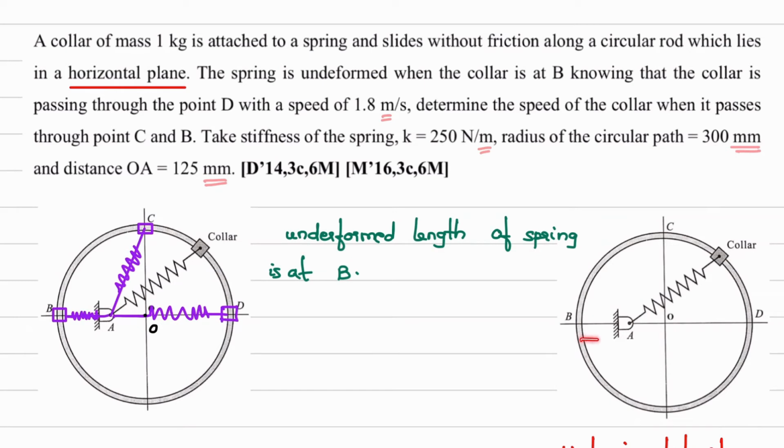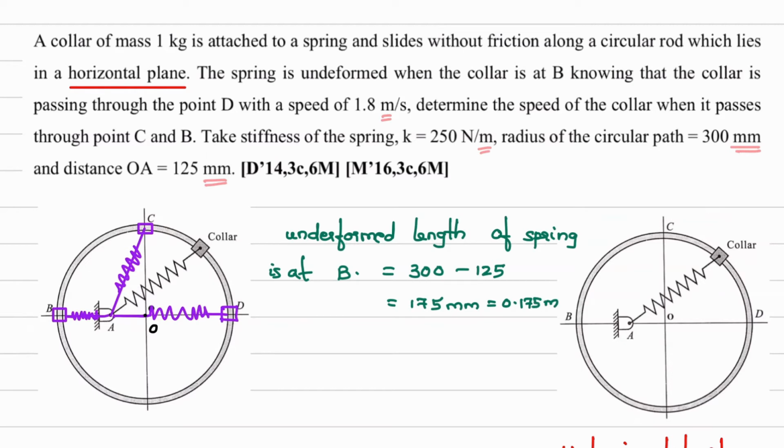It will be the radius, okay, this is the radius, minus this distance OA. So this will be distance BA. Okay, so I'll calculate this. It will be 300 minus 125. Okay, so this value I'll get as 175 mm. Convert this in meter, 0.175 meter.